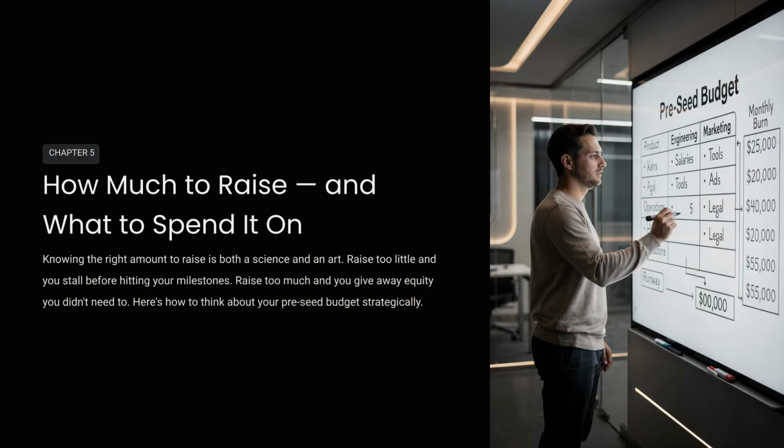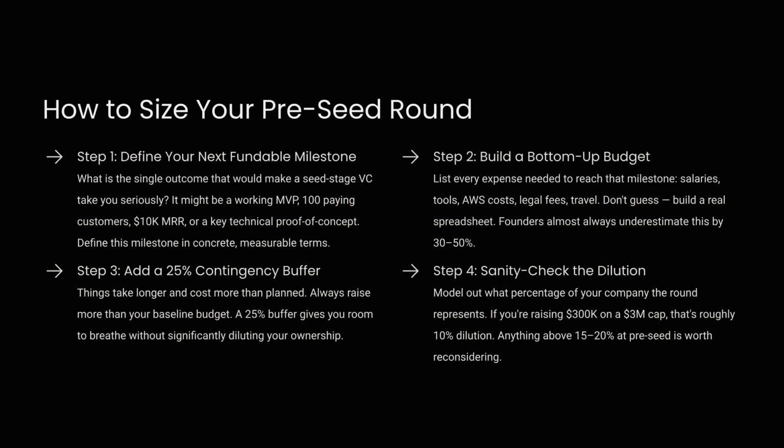Strategic budgeting is essential. To size your round, first, define your next fundable milestone. Then, build a bottom-up budget for expenses. Next, add a 25% contingency buffer for unforeseen costs. Finally, sanity check the total dilution. Aim to keep it under 15 to 20%.